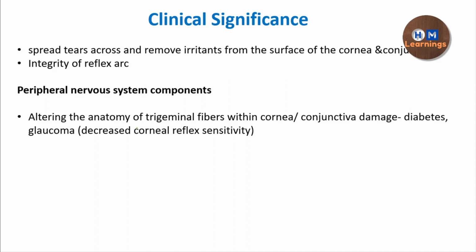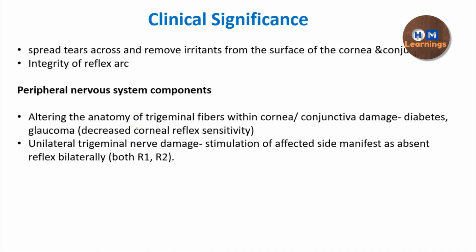So this is something we have already discussed in the previous video, that if any part of the reflex arc is not functioning properly, you will not get the reflex. So we are starting from the receptors. If the receptors are not that sensitive, the reflex also becomes less sensitive.